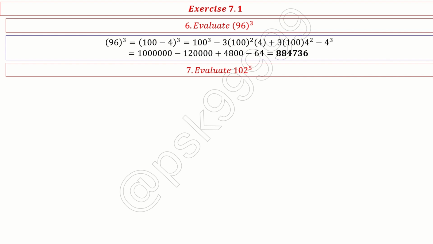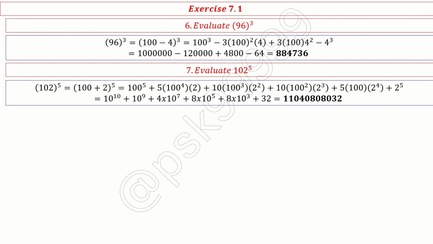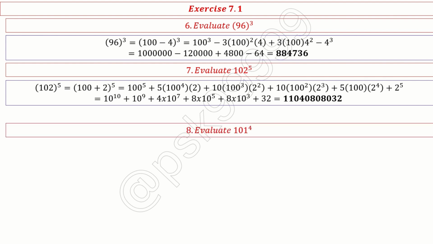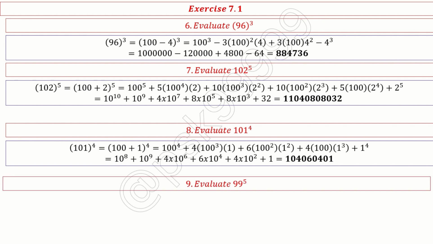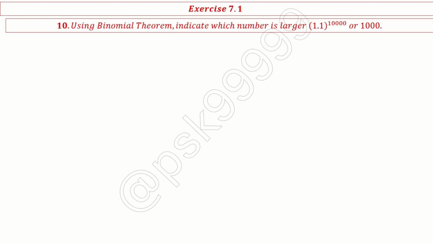Evaluate 102 to the power of 5. This is also similar. We can write 100 plus 2, whole to the power of 5. That is the answer. Evaluate 101 whole to the power of 4. Exactly the same: 100 plus 1 whole to the power of 4. 99 whole to the power of 5, you can write as 100 minus 1 whole to the power of 5. You have to do all these problems at least once. Though they look very simple, do it once to make sure your calculations don't go wrong and to get practice on calculation.